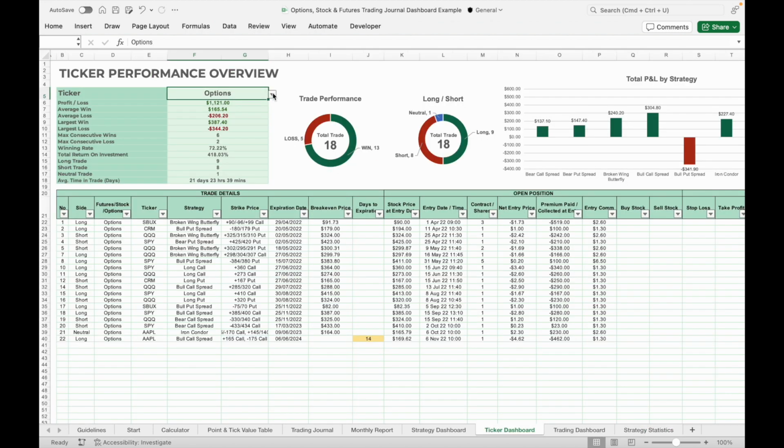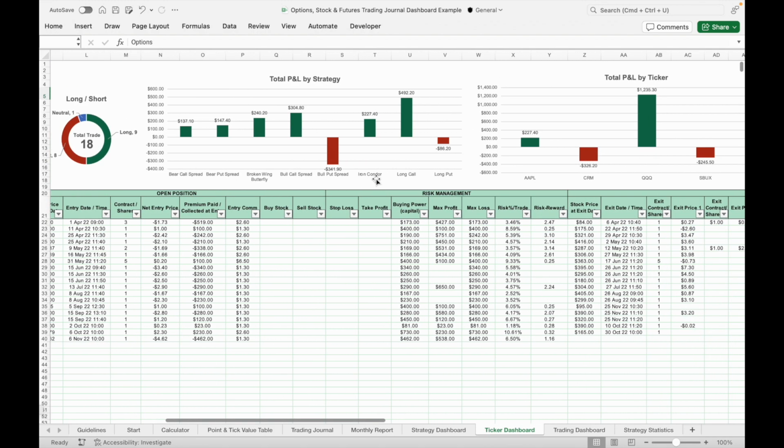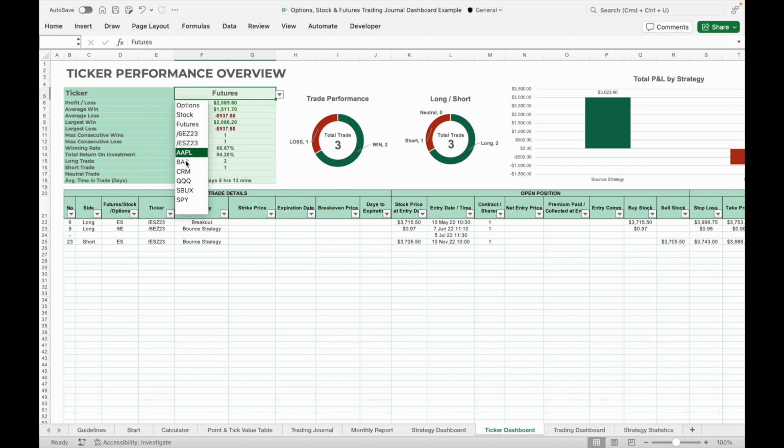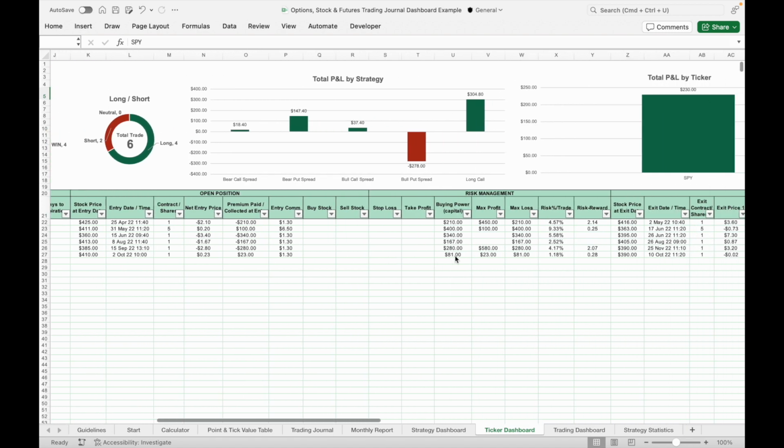Moving on to the ticker dashboard, you can analyze the trade summary and statistic by selecting either options, stock, futures, or individual ticker. All the trades associated with the selected ticker will be listed in the table below. For example, when you select options, all the options trades will be listed below. The same applies to stock, futures, and the individual stock ticker. The P&L charts on the right will show you the total P&L by strategy and total P&L by ticker.